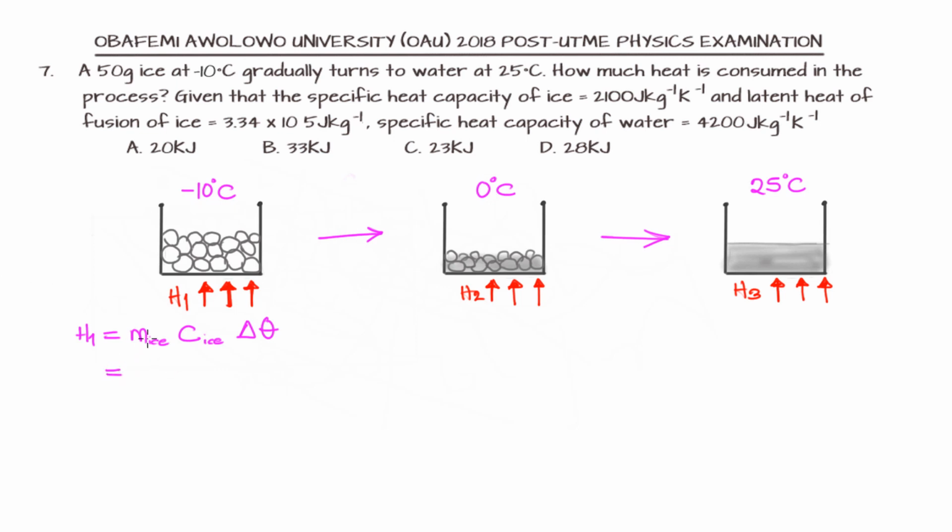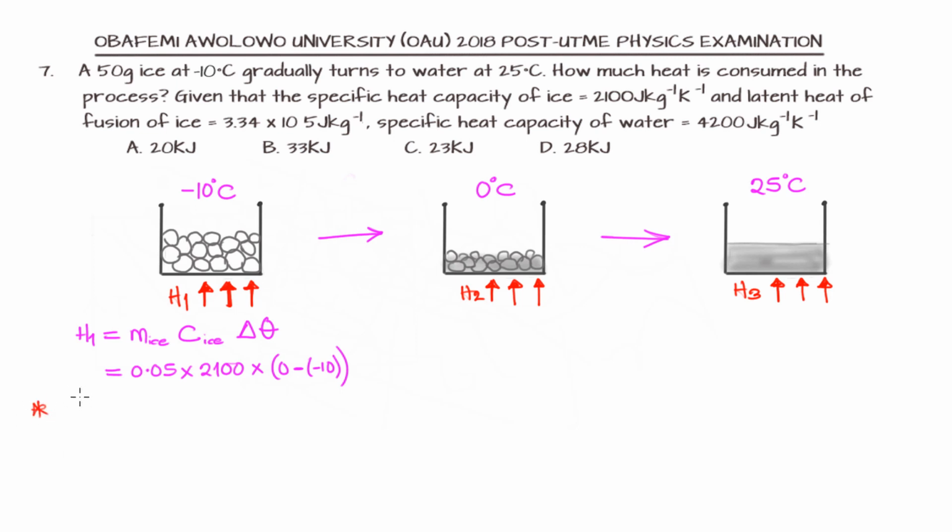Ice going from minus 10 degrees Celsius to 0 degrees Celsius. It is the change in the value. So the mass was given as 0.05 kilogram. The specific heat capacity of ice was given as 2,100 joules per Kelvin per kilogram. Now, the change in temperature will be 0 minus minus 10. Please, you don't want to make that mistake. It's not minus 10. It is 0 minus minus 10. We are going from minus 10 to 0.